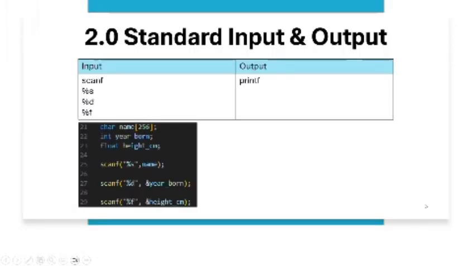And the second, standard input and output. We're using scanf as an input and printf as an output. So %s is to scan a character, %d is to scan an integer, and %f is to scan a float. And below has several examples, which is scan name, scan yearborn, and scan height. And this symbol is the address. It gives the memory address to that variable.